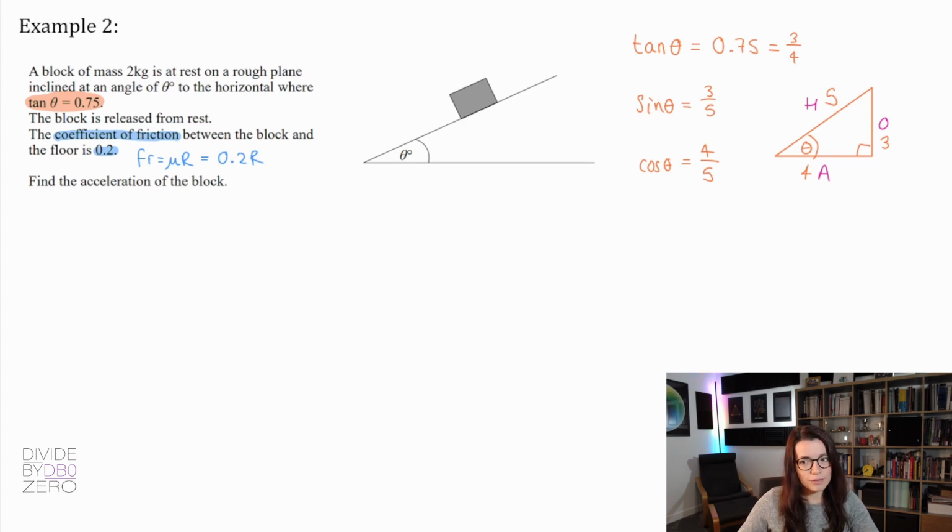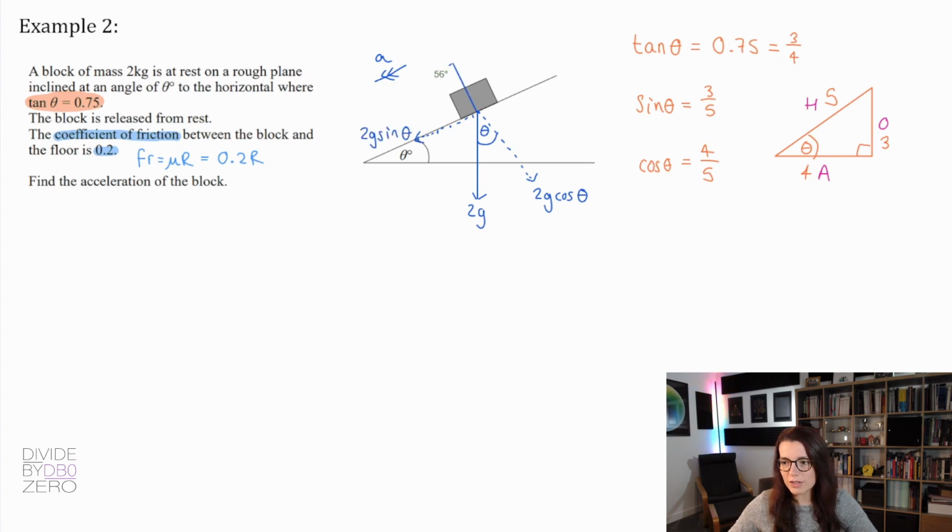So because the block is released from rest and it's on an inclined plane, it's going to travel downwards, acceleration this way. This time it's a mass of 2 kilograms, so the weight would be 2g. Again, I would resolve this into its components. So this is theta, means this will be 2g cos theta, and this will be 2g sine theta. We've got our normal reaction force, and we've got friction going up the plane. Friction always opposing the direction of acceleration. Once again, because it's an inclined plane, we want to resolve parallel and perpendicular to the plane.